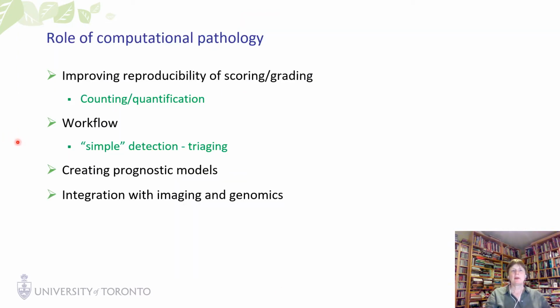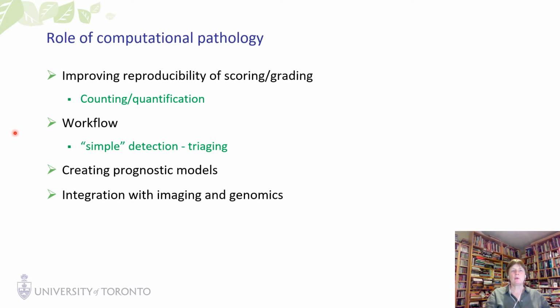So the first applications to find their way into FDA-approved products were those that could improve the reproducibility of scoring or grading. So these are basic counting or quantification tasks. For example, in an IHC image, what proportion of cell nuclei have taken up a particular stain, what fraction of the cell membranes have been stained, and so on. So applications for doing ER or HER2-neu stain quantification have actually been approved for clinical use.